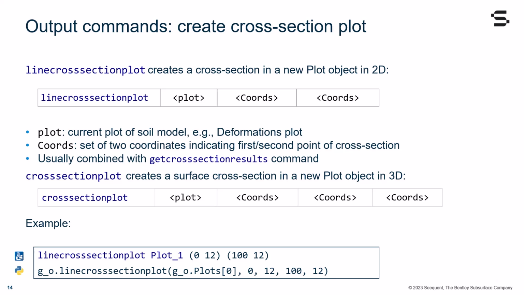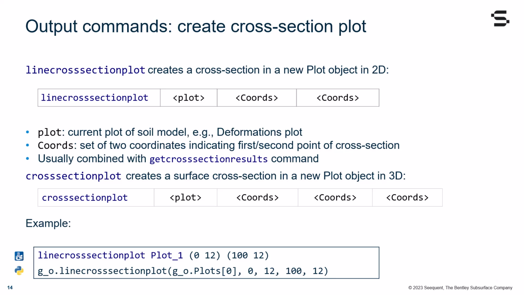When handling any project, it is common to create cross-sections to better inspect our results. The line cross-section plot creates a cross-section in a new plot object in PLAXIS 2D. Here you can see an overview of the command syntax. The line cross-section plot is the command name. The plot is the current plot of the model, for instance the deformations plot. And the coordinates is a set of the two coordinates indicating the first and the second point of the cross-section.